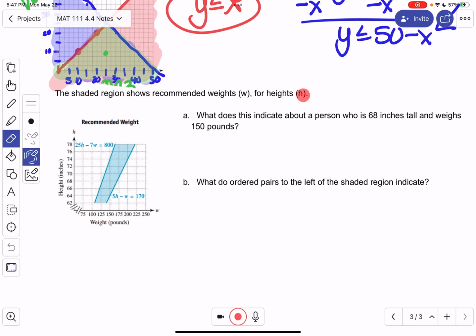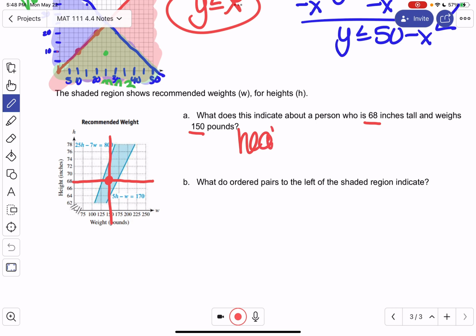The shaded region shows recommended weights for heights. So at some point, someone decided this is what a healthy weight is inside that shaded area. So what does this indicate about a person who is 68 inches tall and weighs 150 pounds? So 68 inches is here. 150 pounds is here. They intersect in that area. So that means they're considered to have a healthy weight because it's within that area.